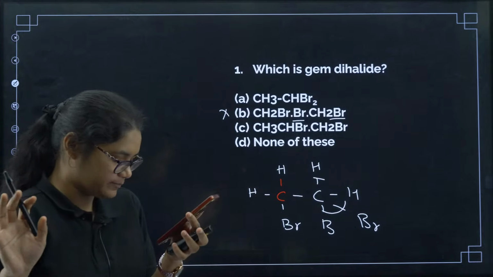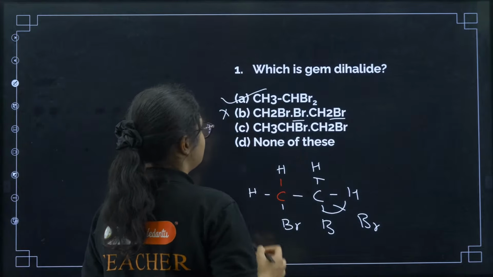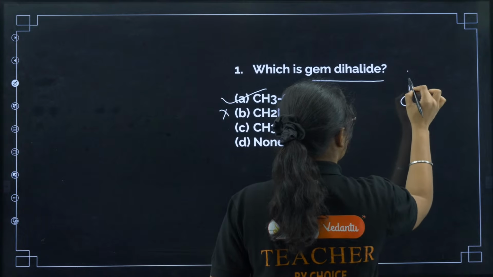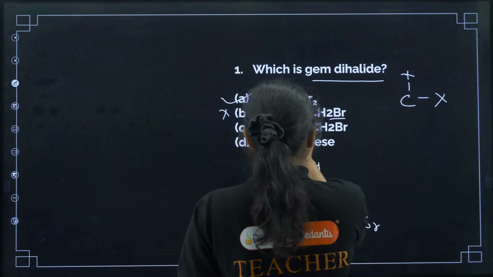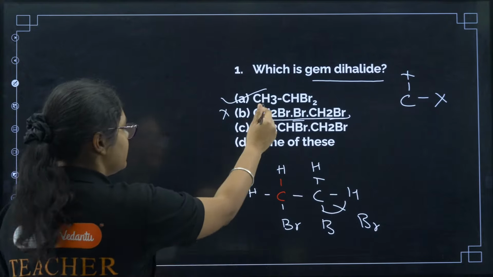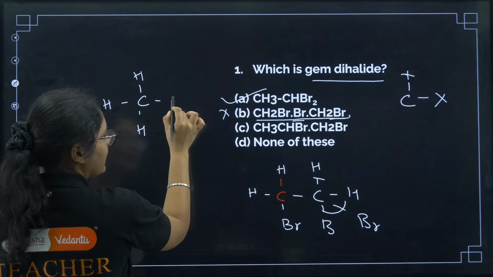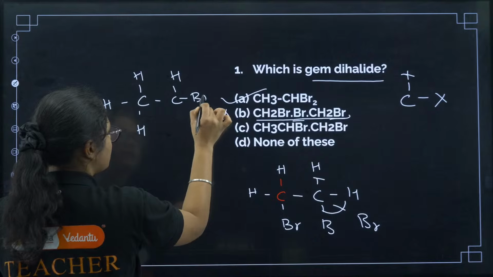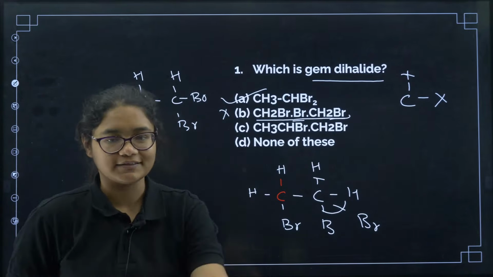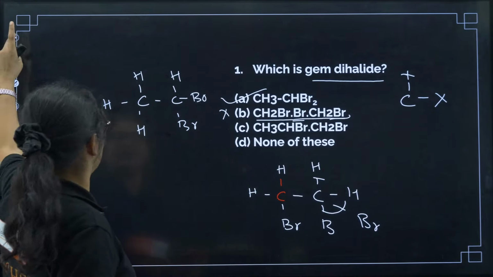Those who are telling A, Shagufta and Madan are correct. That is your option number A. Gem dihalide means what? Gem dihalide means on the same carbon you have 2 X groups, right? So here the valency is disturbed. The valency is not given correctly. If you see this structure, it is CH3, then you have CHBr2, right? So yes, all of you are correct here. Correct answer is option number A. Now I think no doubt in this question. Let's move to the next question.